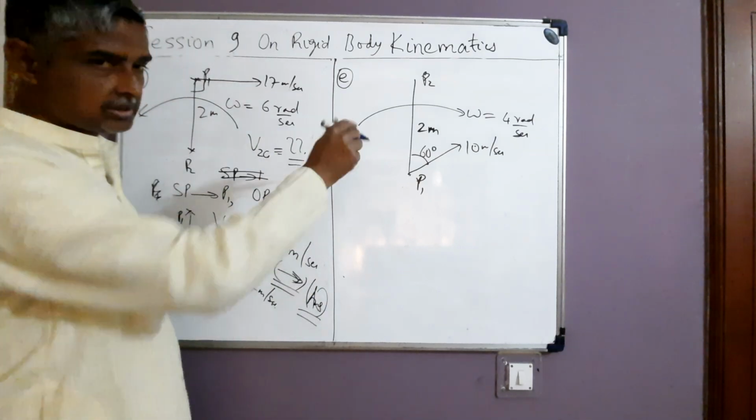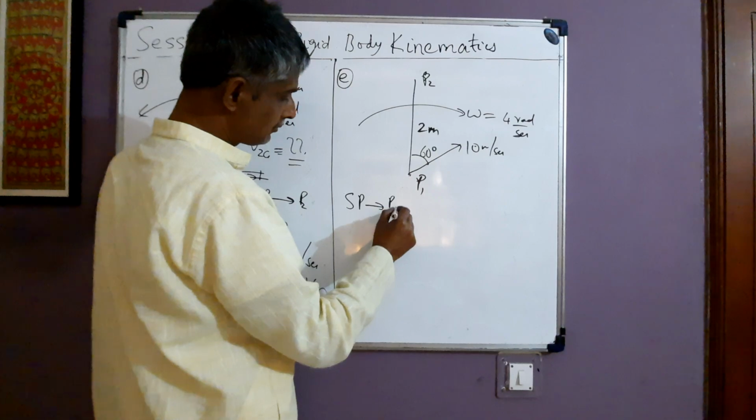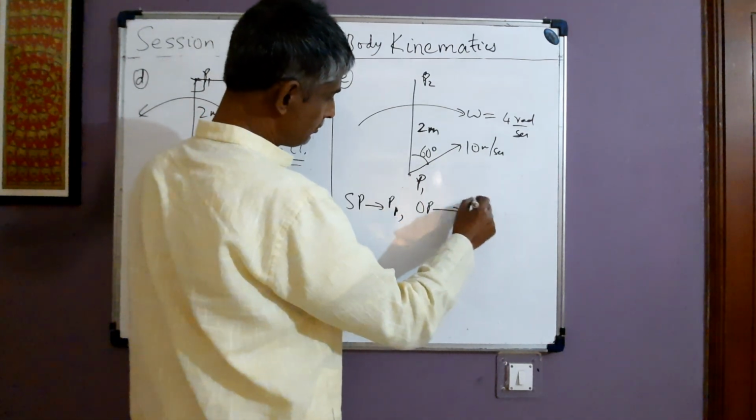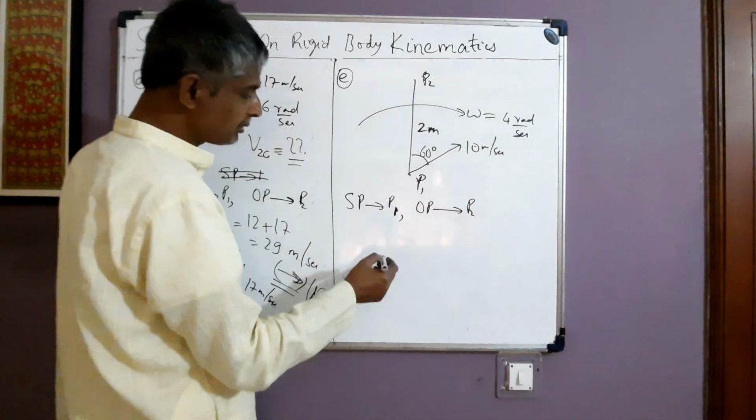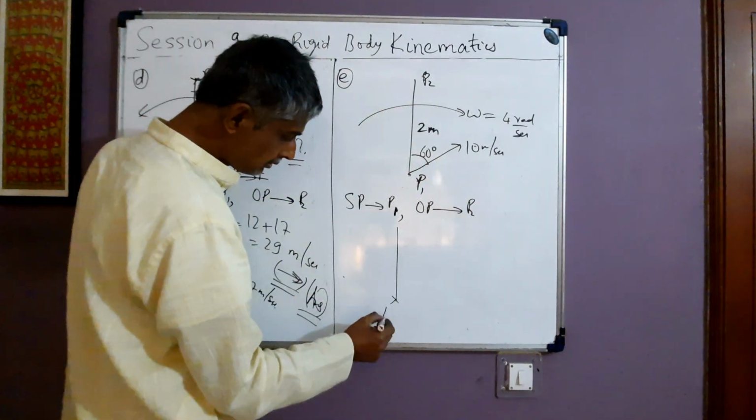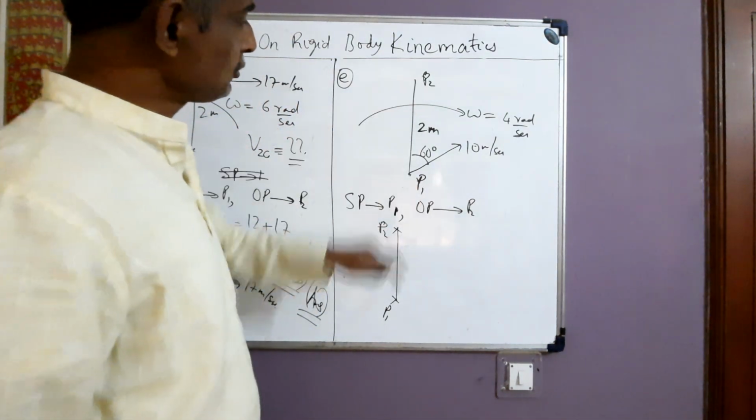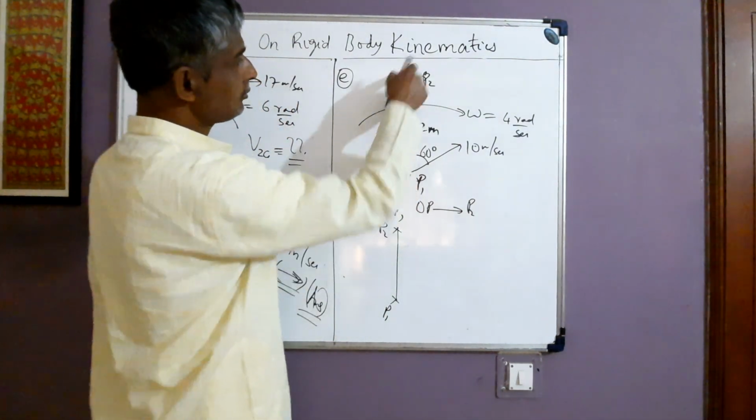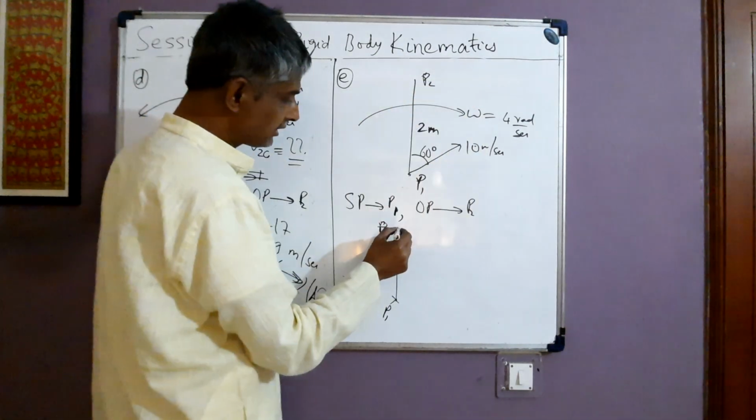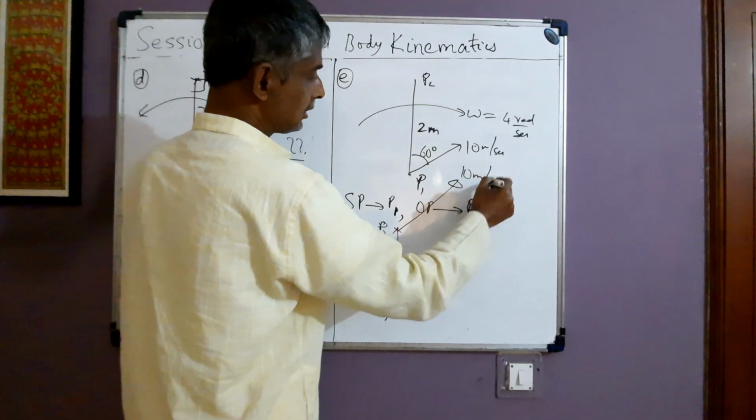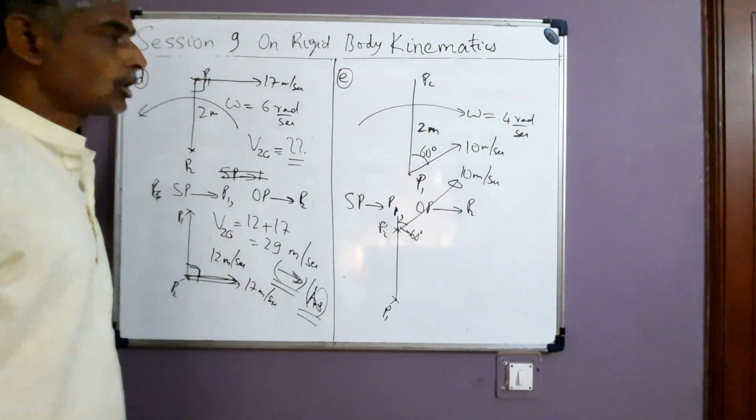Okay, again we follow the same procedure. SP is P1, OP is P2. Now we draw the line joining SP and OP, which is a vertical line. This is P1, this is P2. Now we give the velocity of SP to OP. We give 10 meter per second to OP at a 60 degree angle.